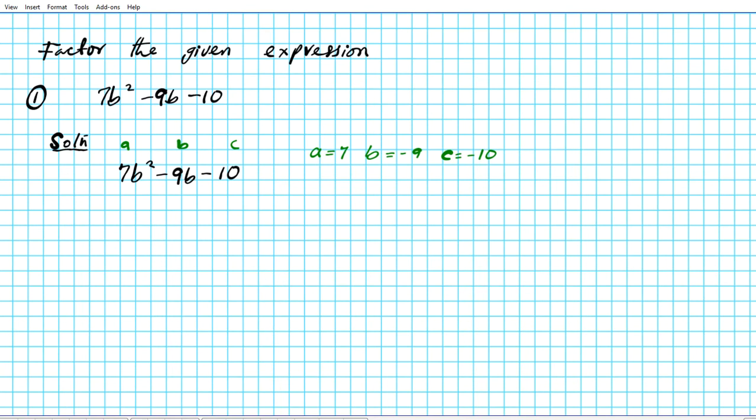To figure that out, we're going to play a game. The game is called the X game. So let's create our X. How do we play the X game? Well, you put a times c on the top, and you put b on the bottom. So what is a times c? We know a is 7 and c is negative 10. So a times c is 7 times negative 10, which is negative 70. That goes on the top, and b is negative 9, and that goes on the bottom. Alright, we are ready to play.